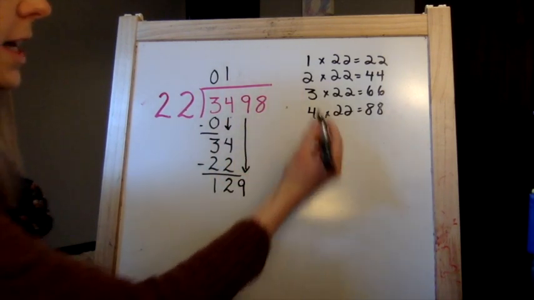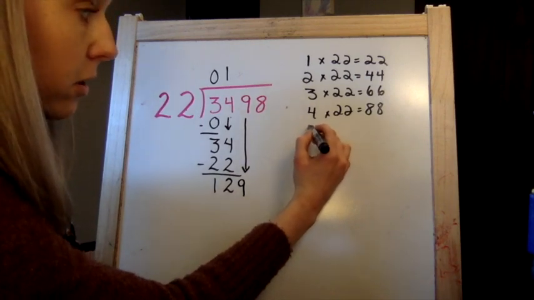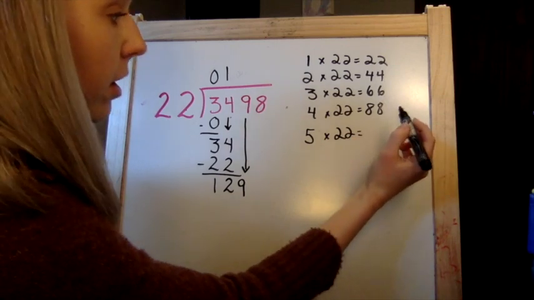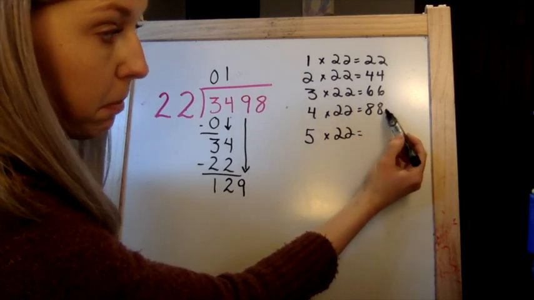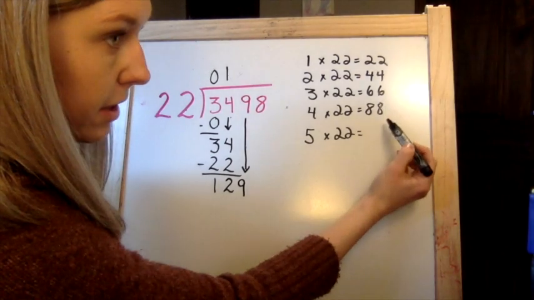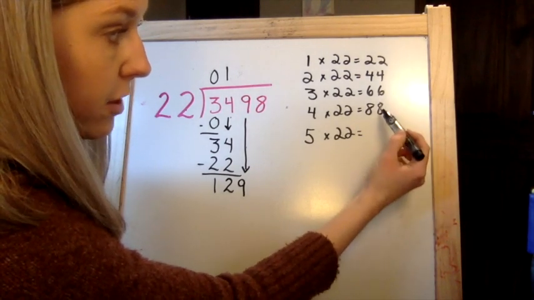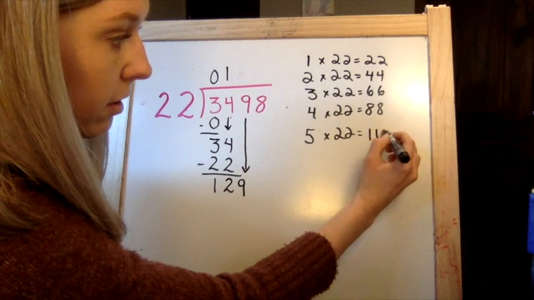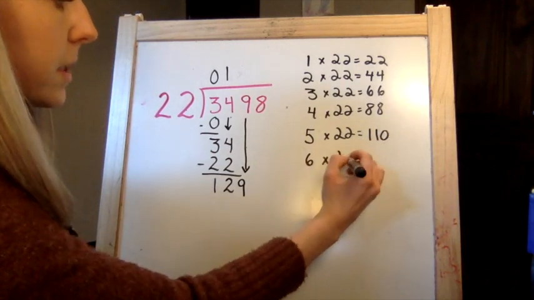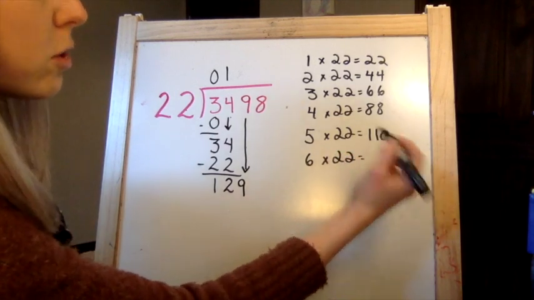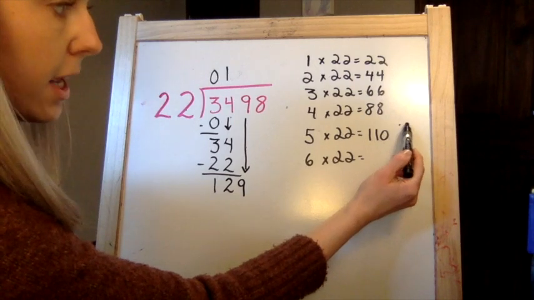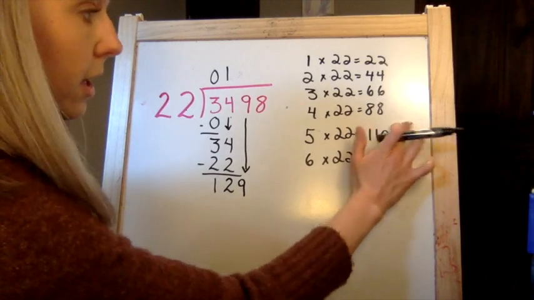Now I have 129. Let's add a couple more groups of 22 to figure out. So 5 times 22 is, well, think 88 plus 20 is 108, and then 2 more, 110. And then 6 times 22, so we take 110 and we add 22 more. So 110, 120, 130, and 2, 132.